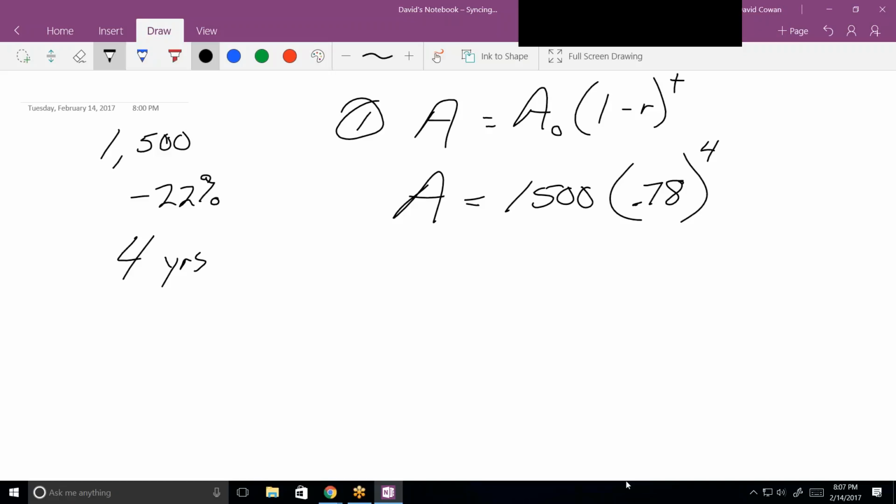In other words, t can be in seconds, minutes, days, weeks, years. There's no set units for t. They're always the same units as whatever r's units were. And that number you're just going to get out of your calculator.